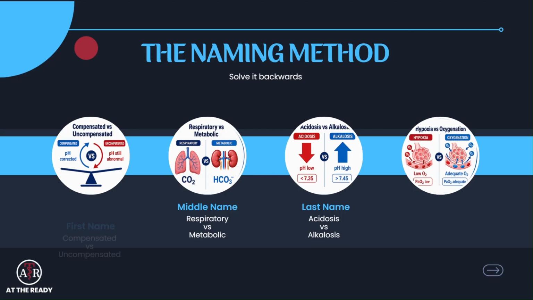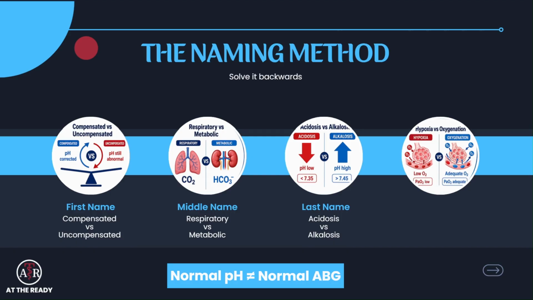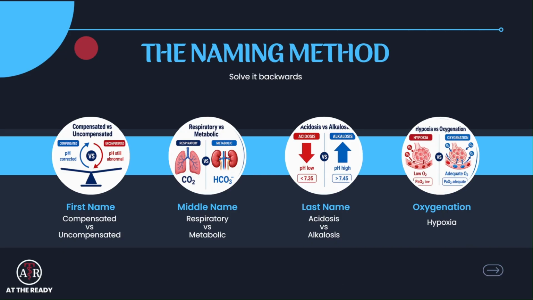Third, we find the first name. For this video, we're keeping compensation very simple. If the pH is still outside the normal range, call it uncompensated. If the pH has returned to the normal range, but the other values are still abnormal, call it compensated. And again, this is the key point. A normal pH does not automatically equal a normal ABG. It may just mean that the body has compensated enough to normalize the pH. As a bonus, you can look at the PaO2. If it's less than 80, you can add with hypoxia to the end of your ABG name.